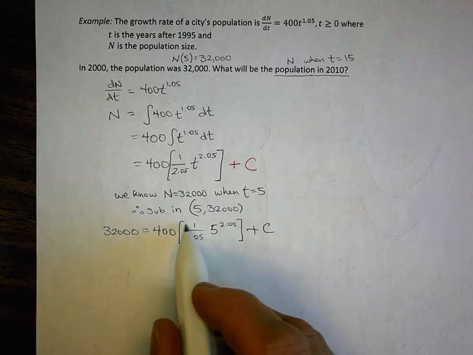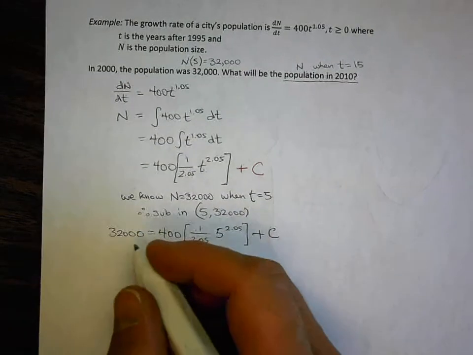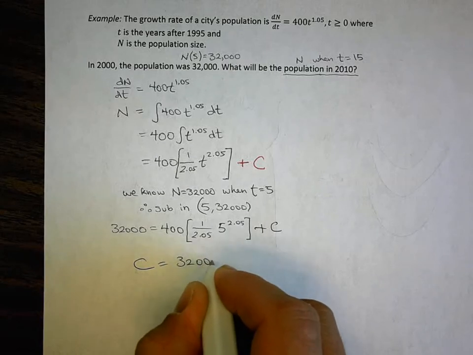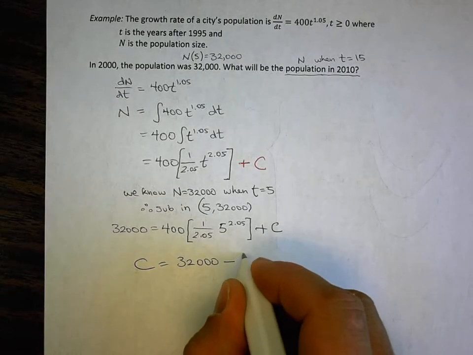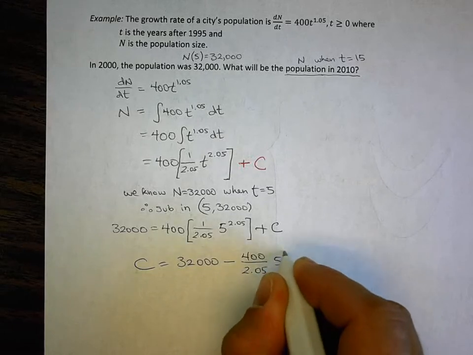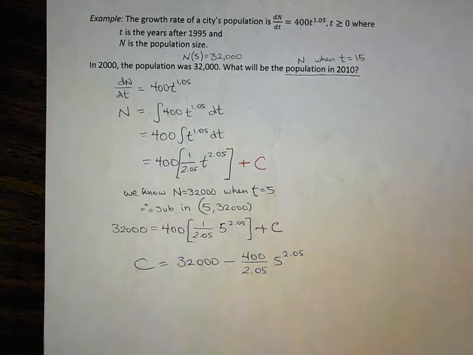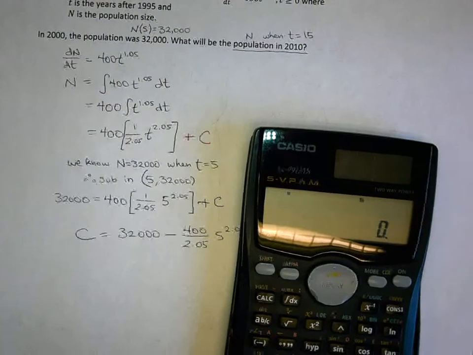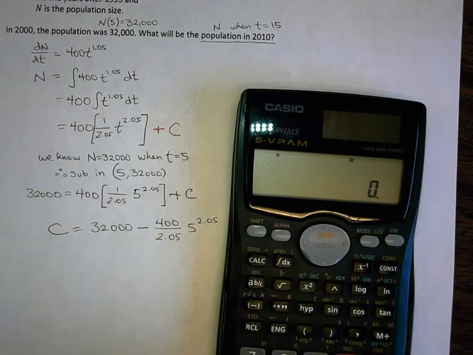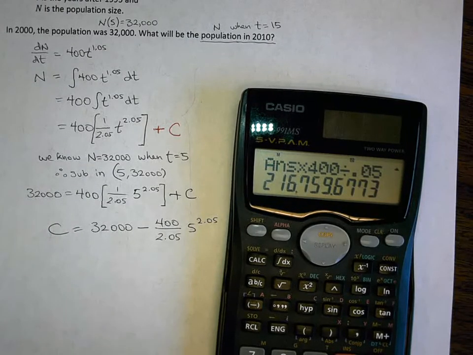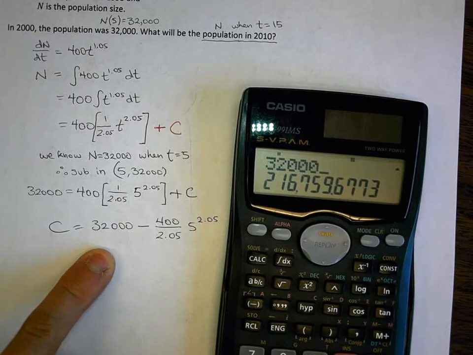Well, this is actually just all a number. So let me say c is equal to 32,000 minus 400 over 2.05, 5 to the 2.05. And now let me just very carefully type this into my calculator. I'm going to do it backwards, kind of. 5 to the 2.05 times 400 divided by 2.05. So now it's 32,000 minus that answer.